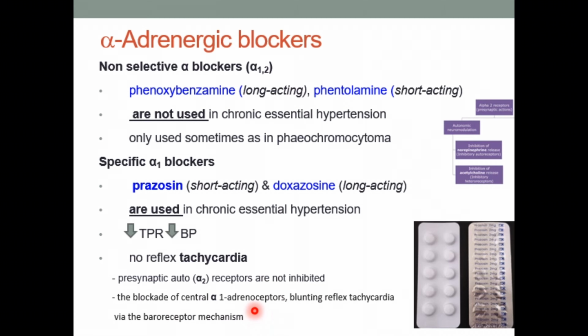When there's a drop in BP, the baroreceptor detects this and sends a signal to the brain to try to increase the BP back, and this is by tachycardia. This is called reflex tachycardia, but that will not happen because the alpha 1 blocker blocks the central alpha 1 receptor as well. So this is a picture of prazosin.